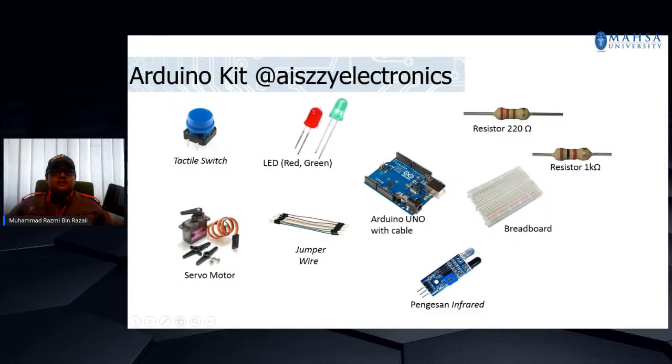Okay, the Arduino kit that we can find around Shah Alam, we can buy it from IG Electronics. So if you live nearby Shah Alam, you can get all the Arduino kit at this place.